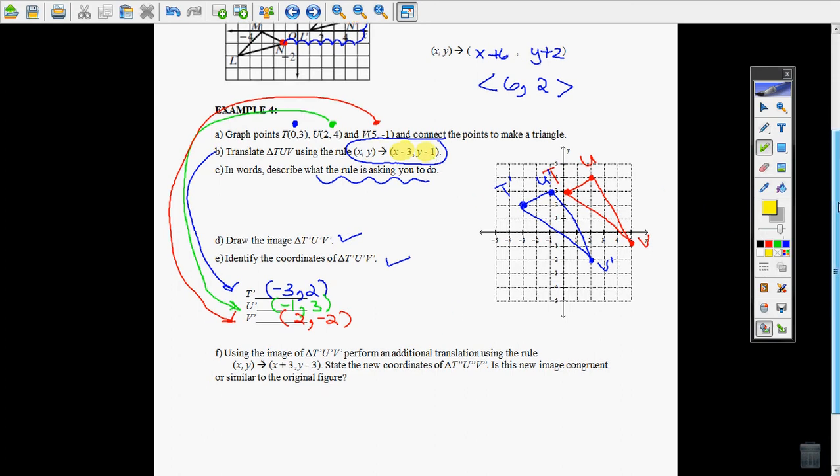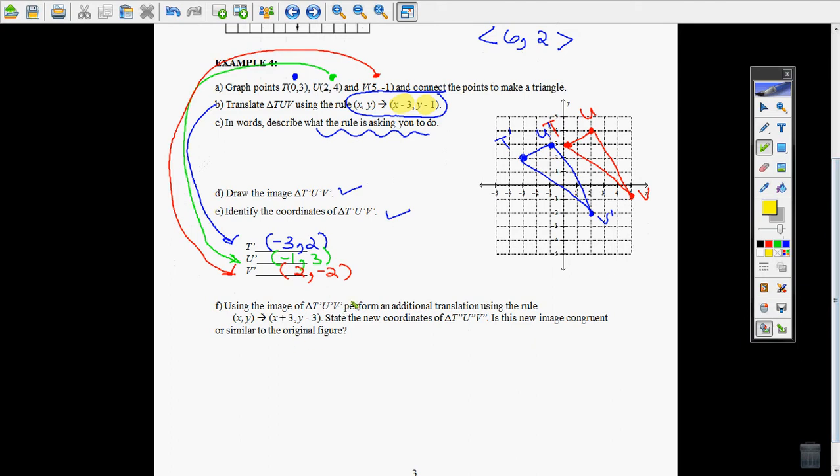All right, now for F, it says using the image of T prime, U prime, V prime, perform an additional translation using the rule of adding 3 to the X and subtracting 3 from the Y. Notice that when we write this, there's 2 little marks here. So we call this triangle T double prime, U double prime, and V double prime. And we're doing this with these points right here, not the original ones, but these new ones that we have.